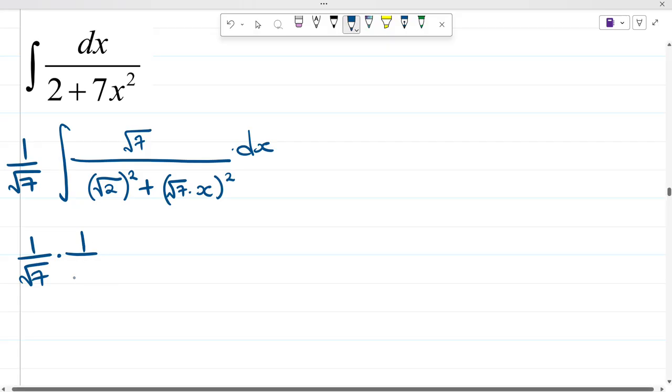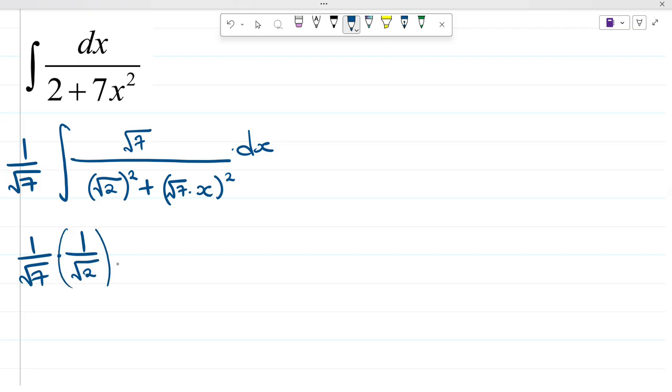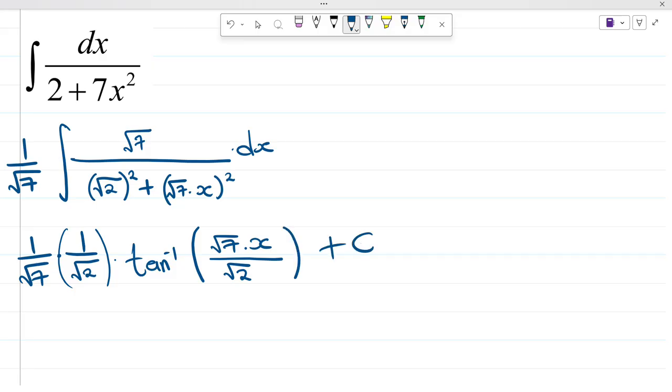So we should make sure that outside the thing we have 1 over a multiplied by the tan inverse of what? The tan inverse of our f of x. So our f of x being what? Being square root of 7 multiplied by x, upon a being equivalent to square root of 2. Makes sense? So this is going to be that thing divided by that, and then plus c.